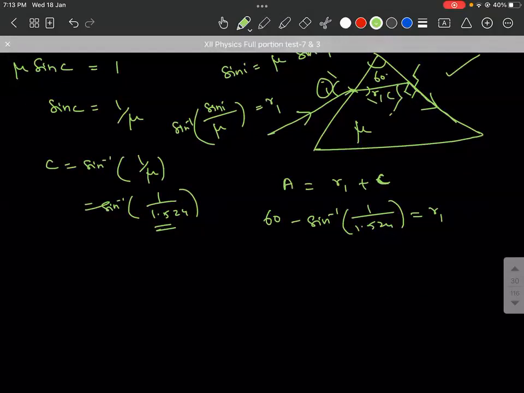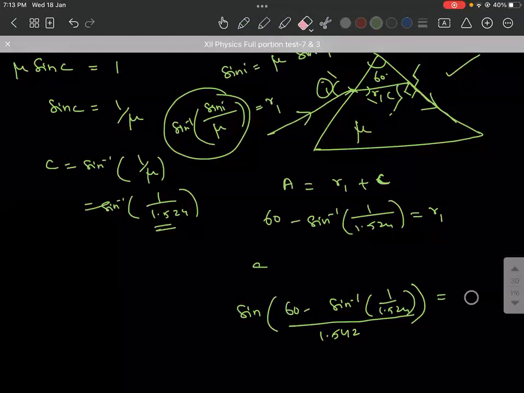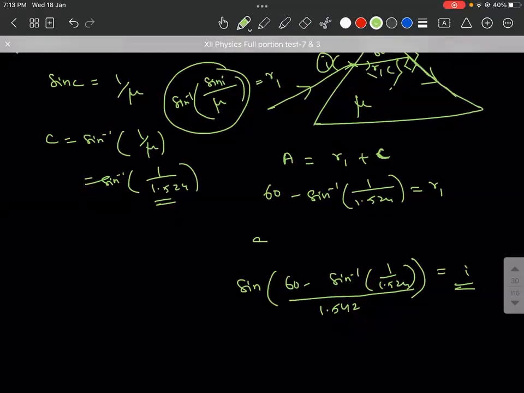So this R1 you will substitute with this. Is that what you're saying? Yes, sir. Sine of 60 minus sine inverse of 1 by 1.524, the whole divided by 1.5, is what is I. Correct? So it's a big number. This value should have been given. 1 by 1.524 is actually somewhere around 41 degrees.